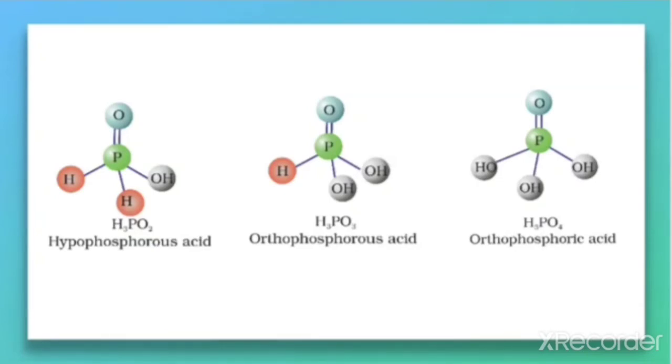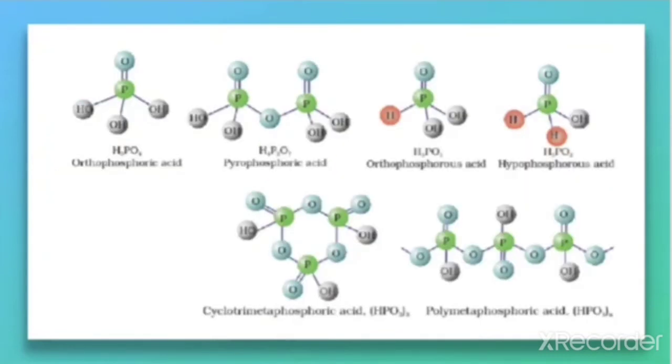So what changes have we found here? Here there is 1 OH, 2 OH, and there are 3 OH. This is hypophosphorus, orthophosphorus, and orthophosphoric acid. So like this we have learned the structures for all these acids.